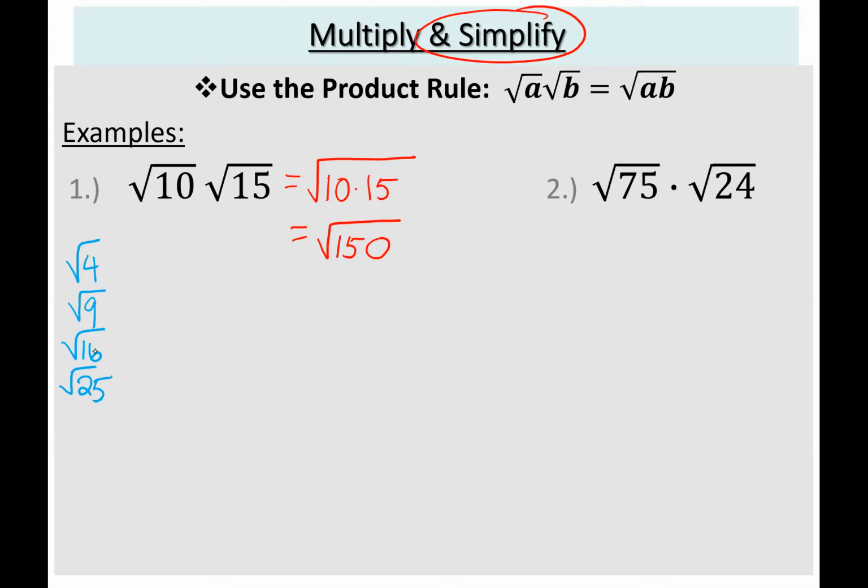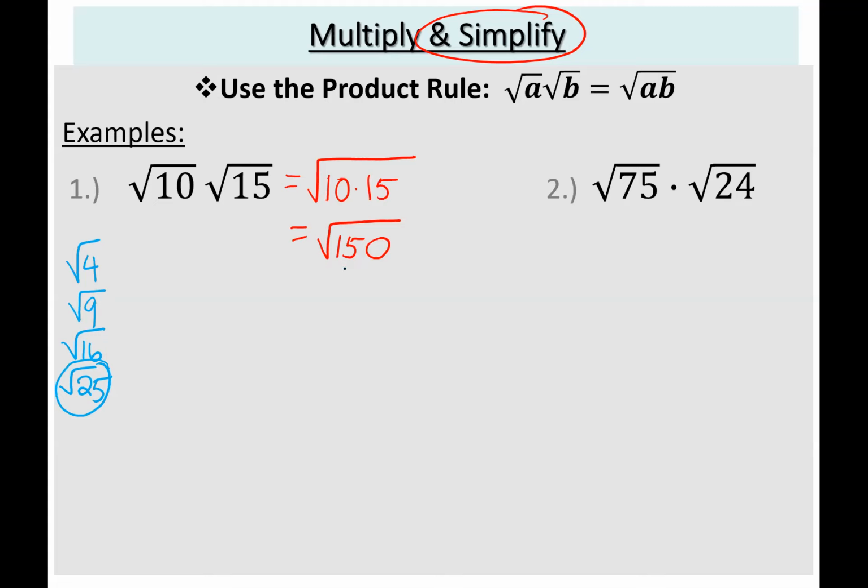The square root of 25 does go into the square root of 150. So if I divide 150 by any of these numbers, let's just try. 150 divided by 4, nope, that doesn't work. 150 divided by 9, nope. I'm getting decimals. 150 divided by 16, no. 150 divided by 25, yes. It does work because when I divide 150 by 25, I get a nice whole number 6.